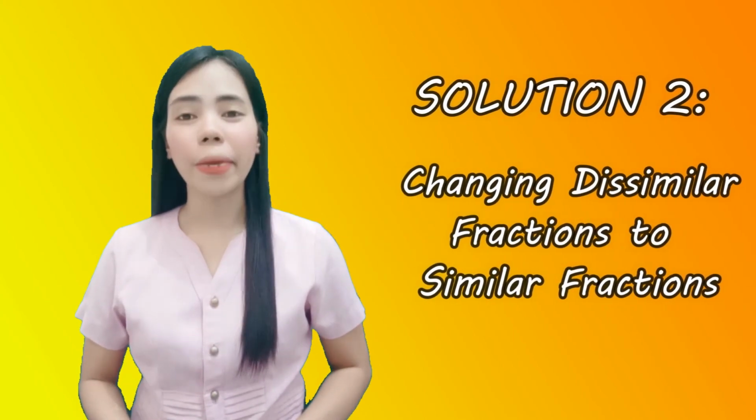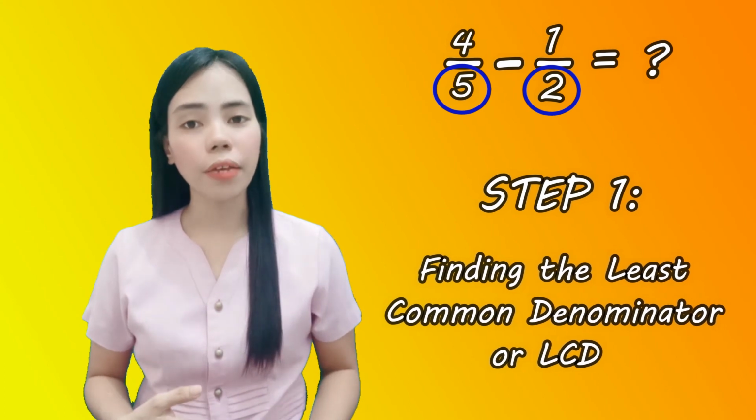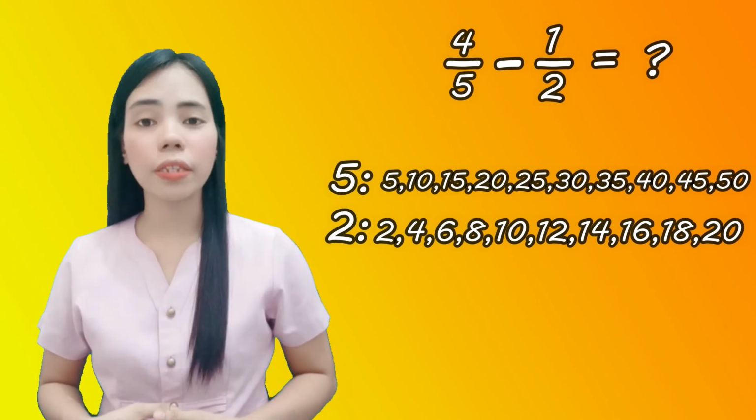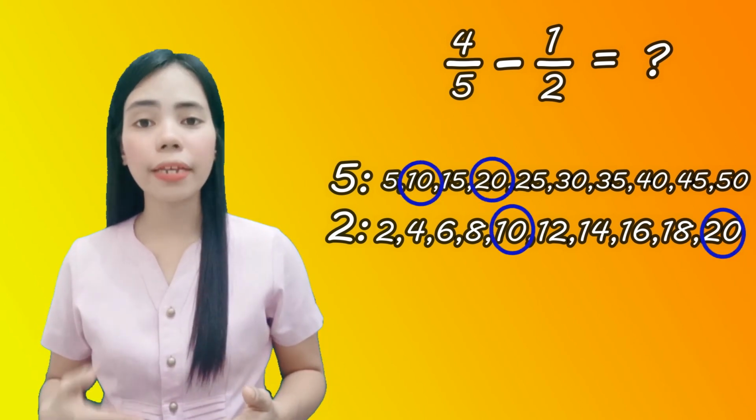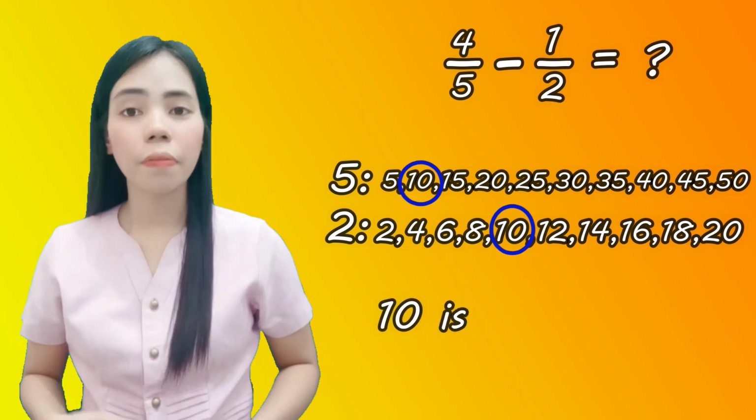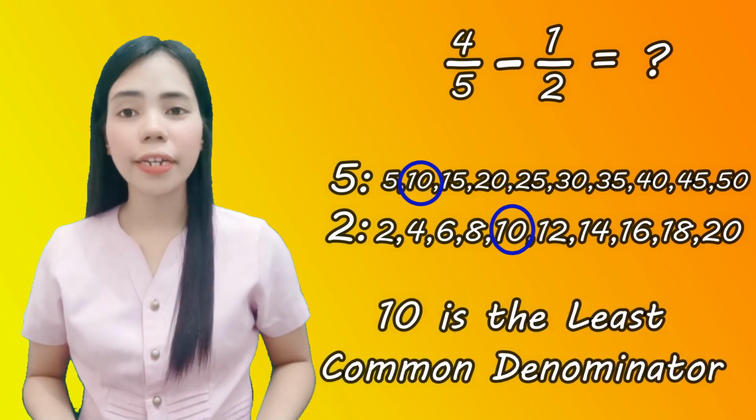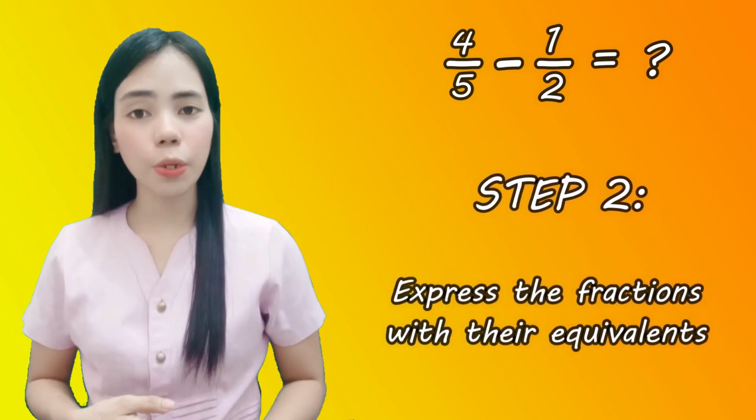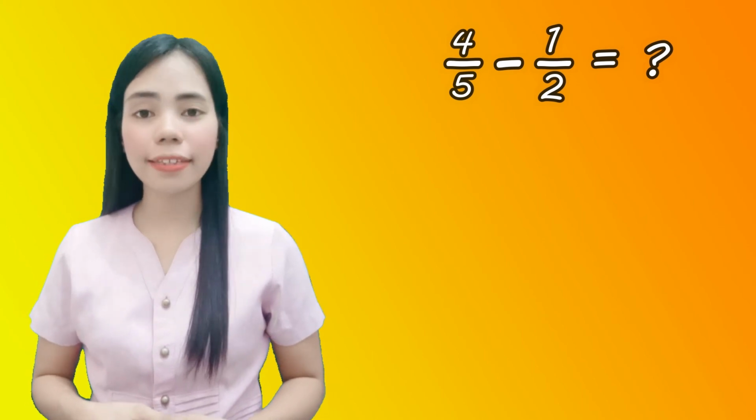This time, let's find the difference of 4/5 and 1/2 using the second solution by changing the dissimilar fractions into similar fractions. First, find the least common denominator of 5 and 2. We will list all the multiples of 5 and 2. Between 10 and 20, we will pick 10 as our LCD or least common denominator because 10 is the lowest number that they have in common. Second step, express the fractions with their equivalents. So, they have 10 as the denominator.